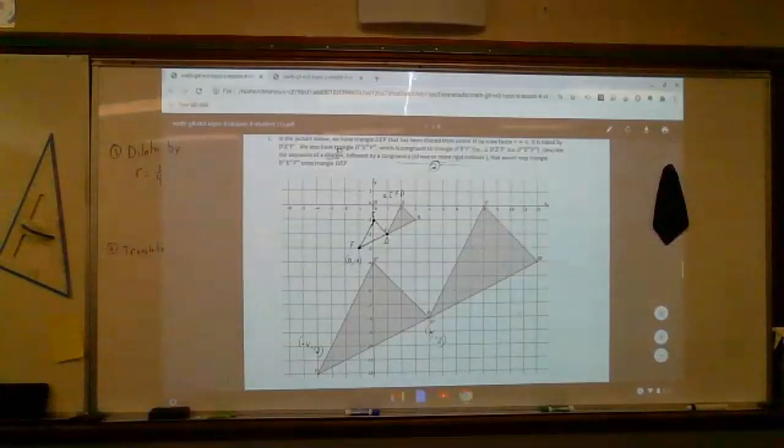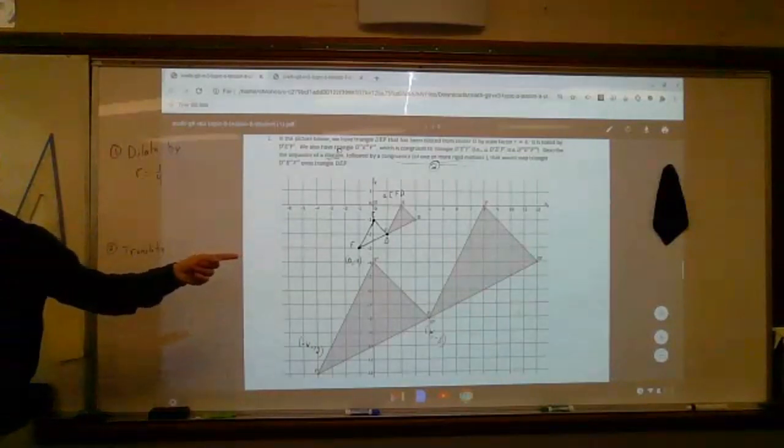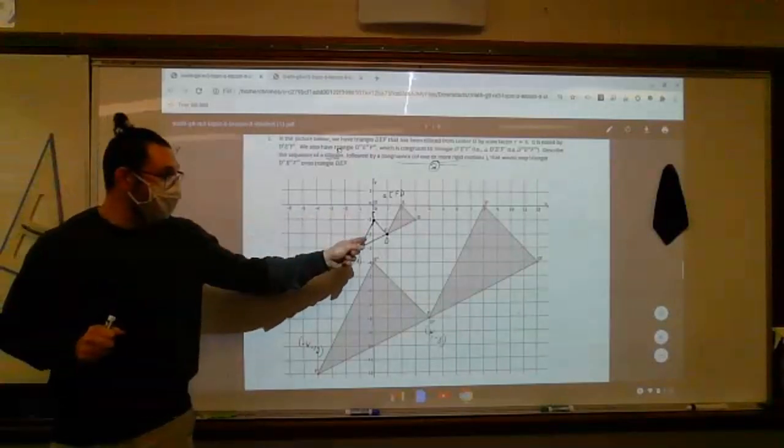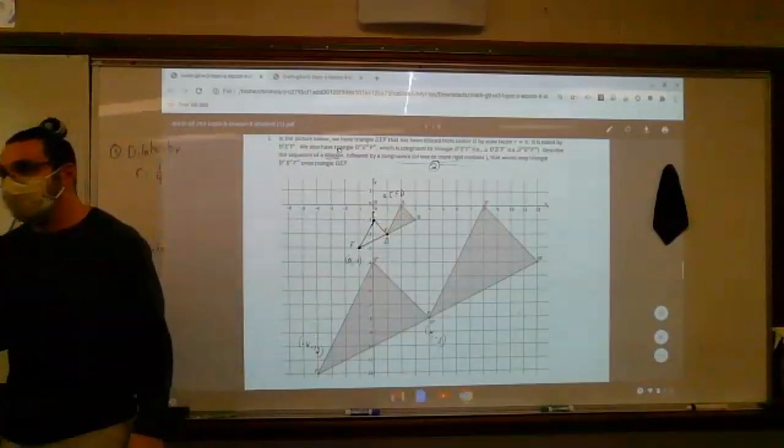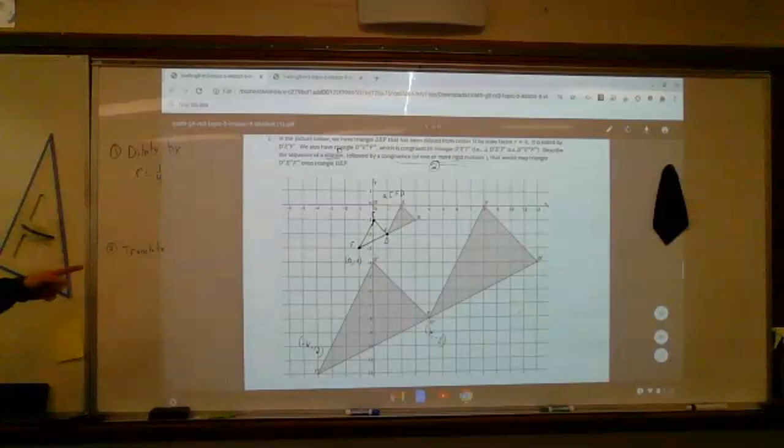Now would be the time, because again, I know this is a little confusing. I understand it's a little confusing. But you have to actually follow your own directions. If you're going to dilate by 1/4, do that. Dilate by the 1/4. So now I have this one. Is that perfectly on top of the other one? No. So now we need to translate.